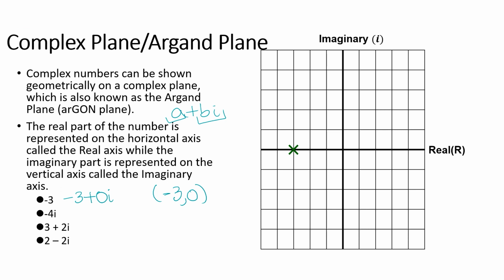Next, minus 4i can be written as 0 minus 4i. Here there is no real part, so the corresponding point is (0, -4), and plotted on the plane, the point is here. The next corresponding point is (3, 2), so the real part comes first, followed by the imaginary part. So (3, 2) is here, 1, 2, 3, 2. And the last one we have (2, -2), which is here, 1, 2, negative 2.